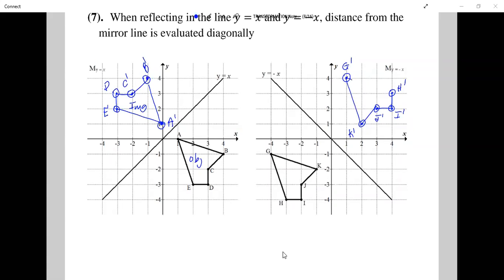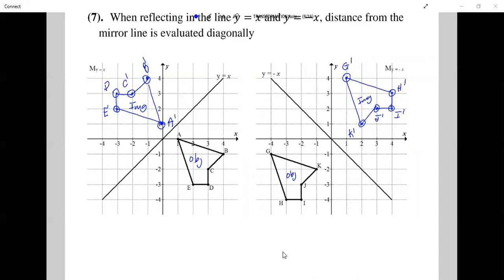As I said, I'm drawing freehand. You must ensure you use a ruler. This is the object, and this is the image. All right, and what you must remember here, you must remember how to draw the lines y is equal to x and y is equal to minus x. And you must remember that whenever you reflect in the line y is equal to x and the line y is equal to minus x, distance from the mirror line is evaluated diagonally.